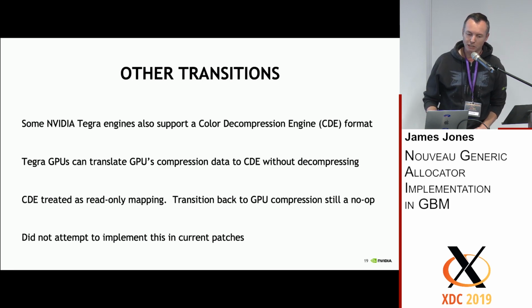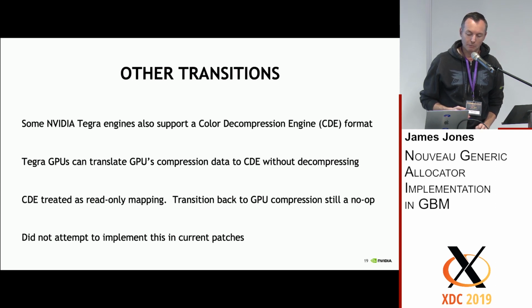Okay, so that's what I actually implemented in the prototype so far. The hardware does support some other transitions. Specifically on Tegra, we have this other type of compression that we call color decompression engine format, or CDE. Tegra GPUs have display hardware in them that can support this other type of compression, and a couple of other engines as well that don't understand the GPU compression but can use this compression format.